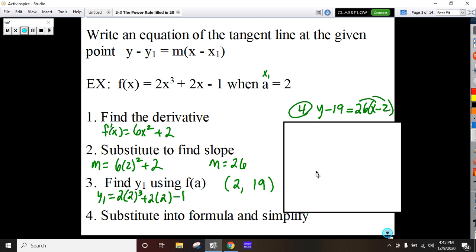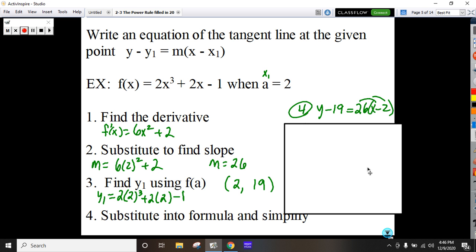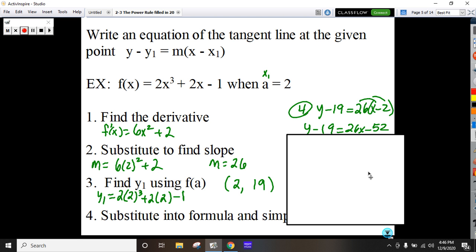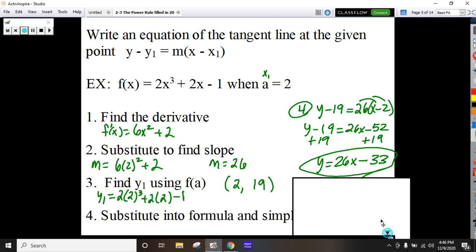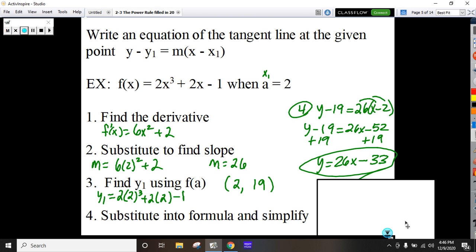So this is step 4. I couldn't fit it down here below, so we're going to go up here. So we have our y minus our y1, which is 19, equals our slope, which is 26, times x minus x1. And then, as always, we simplify. So I distributed the 26 into the parentheses. So I have y minus 19 equals 26x minus 52. And the last thing is take that 19 and add it over to the 52. So our final equation is y equals 26x minus 33.